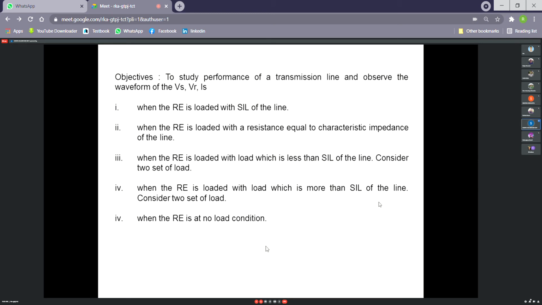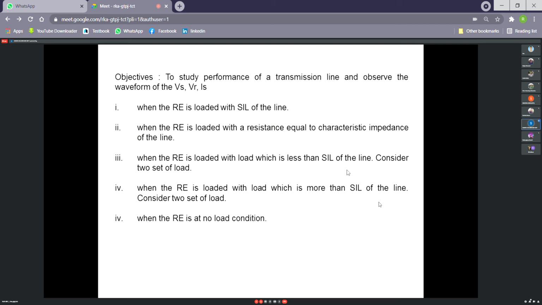Then which conditions shall we verify? One is when the receiving end is loaded with SIL of the line. SIL is the surge impedance loading of the line. Second is when the receiving end is loaded with a resistance equal to the characteristic impedance of the line. So objective 2 is also SIL of the line, but not in load mode, in impedance mode, where there is a resistance. So we can expect the simulation results of objective 1 and objective 2 to be more or less the same.